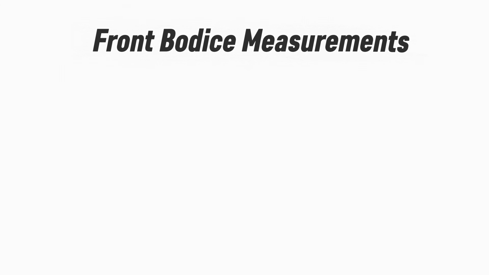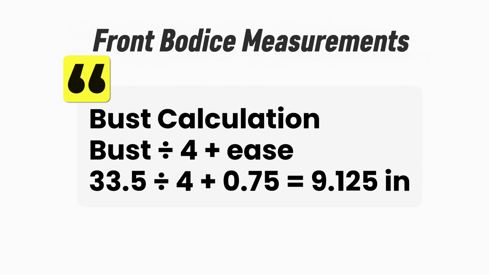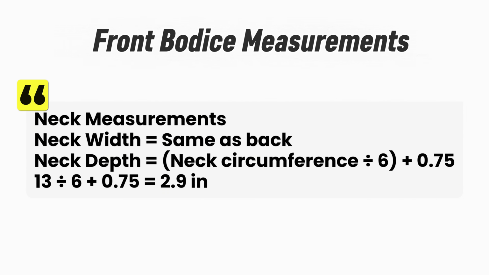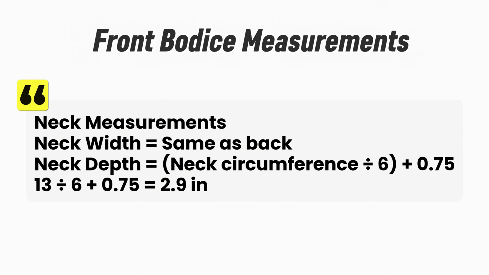Now moving on to the front bodice. Again, divide your bust by 4, but this time add slightly more ease than the back. Keep the armhole depth the same as the back. For the neckline, the width remains the same as the back and the depth is calculated by dividing the neck circumference by 6 and adding a little extra.